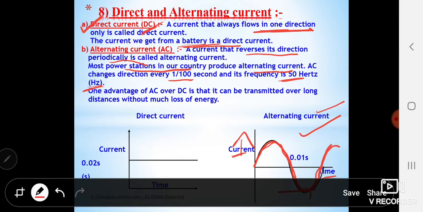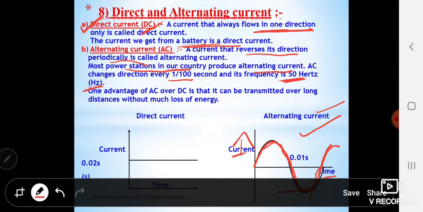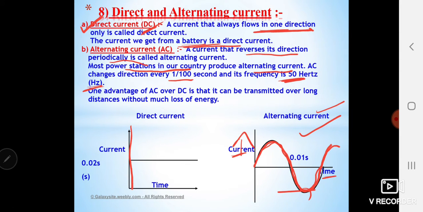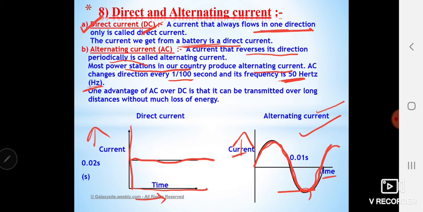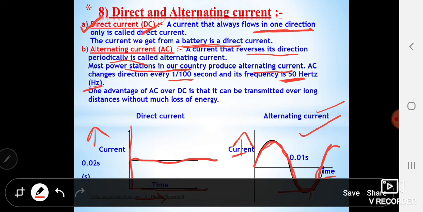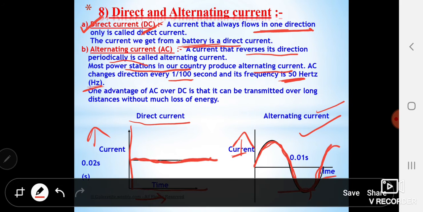So what is the frequency of AC current which is used in our country? It is 50 hertz. This is very important. And this is the graph of direct current or DC current. This is the direction of current and this is the direction of time. Now we get one straight line graph, because there is no change of the current in case of DC current. If you plot a graph for DC current, we get a straight line like this. This is one of the differences between alternating current and direct current.